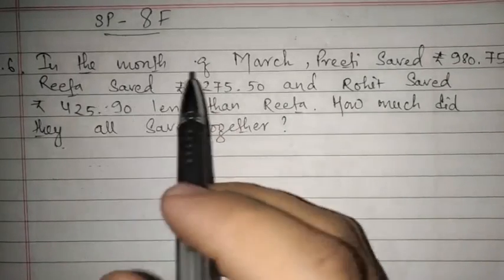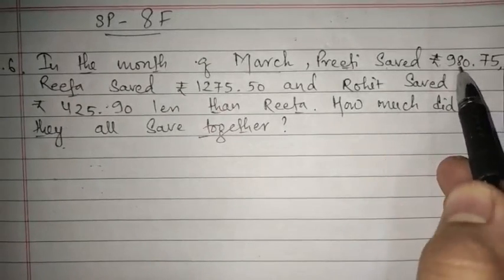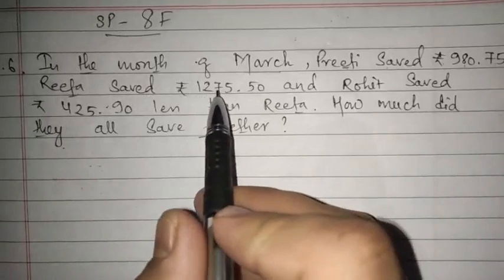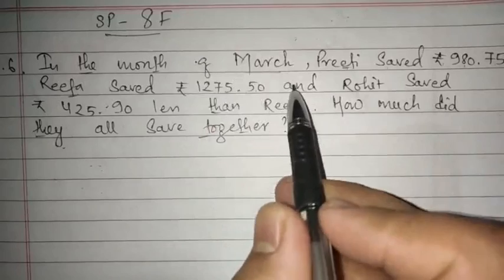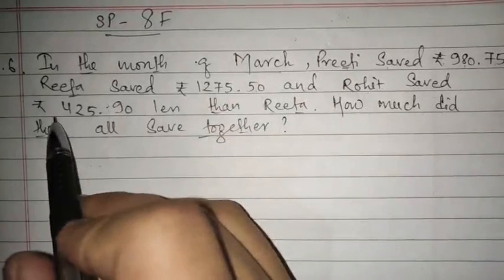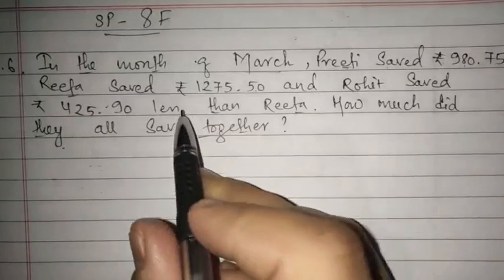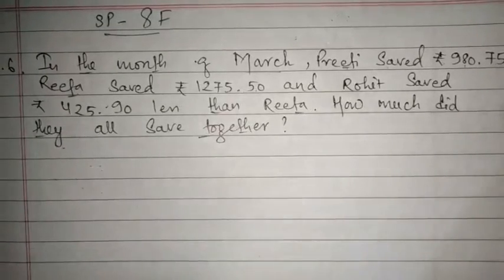In the month of March, Preeti saved rupees 980.75. Rita saved rupees 1275.50 in the month of March only, and Rohit saved 425.90 less than Rita. How much did they save together?